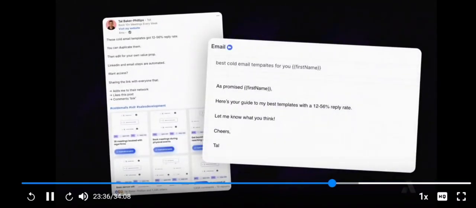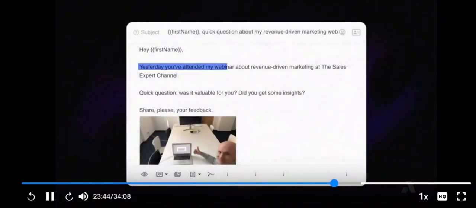Now, if you follow up with your prospect based on an interaction you've already had, you can use the intro "as promised...". For example, Tal uses this intro when sending his guide to people who engage with his LinkedIn post. If your prospect attended one of your events, like a webinar, you can send them a follow-up with this intro: "Yesterday, you attended my webinar about specific topic."